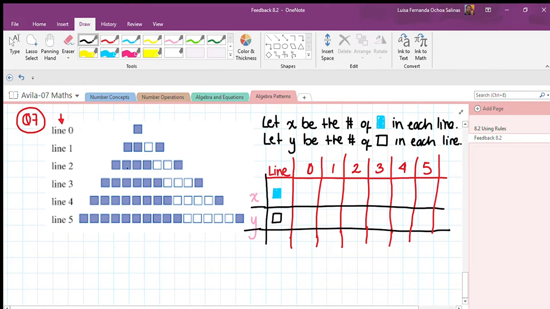So let's think. How many blue ones do I have in the first line, which is line 0? 1. How many white ones? 0. Good. In the second one, I have 3 blue, 1. In the next one, I have 1, 2, 3, 4, 5. I'm going to continue counting here just so I don't get confused. 1, 2, 3, 4, 5, 6, 7. I'm guessing the next one is going to be 9. What are you guessing, girls? 1, 2, 3, 4, 5, 6, 7, 8, 9. We're geniuses. And this one, 11. 1, 2, 3, 4, 5, 6, 7, 8, 9, 10, 11.